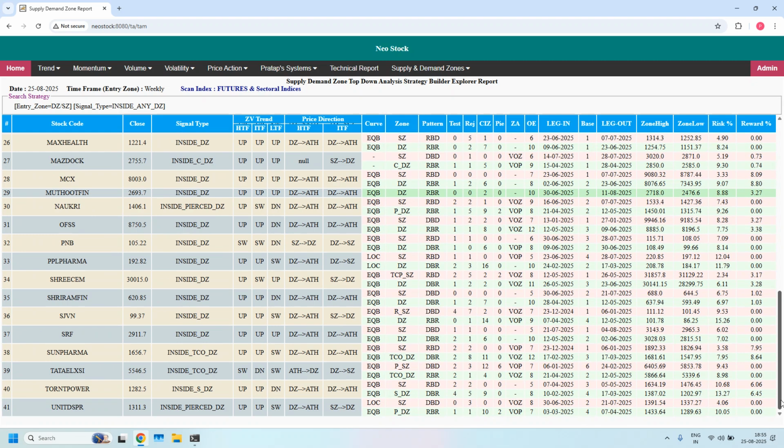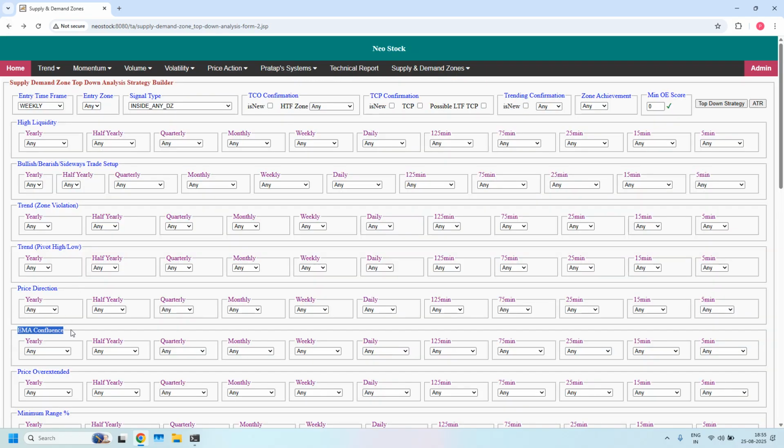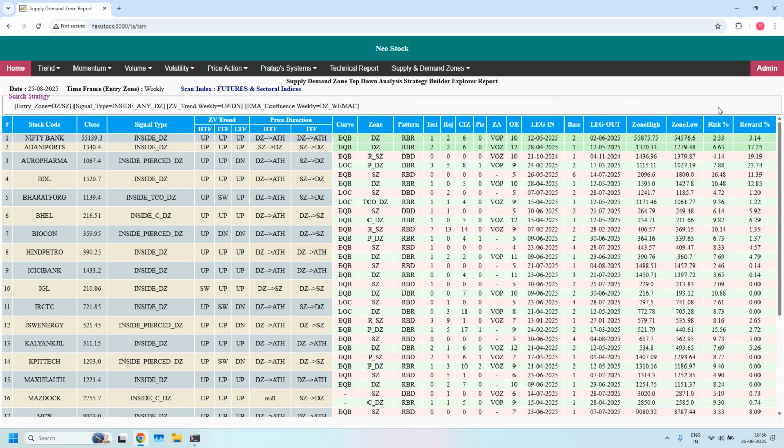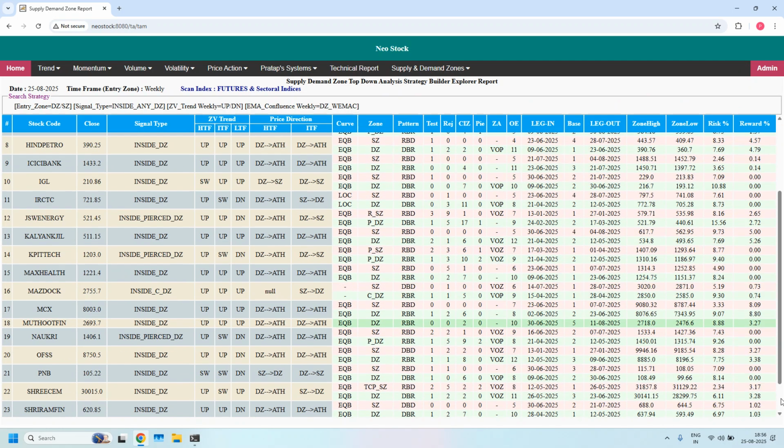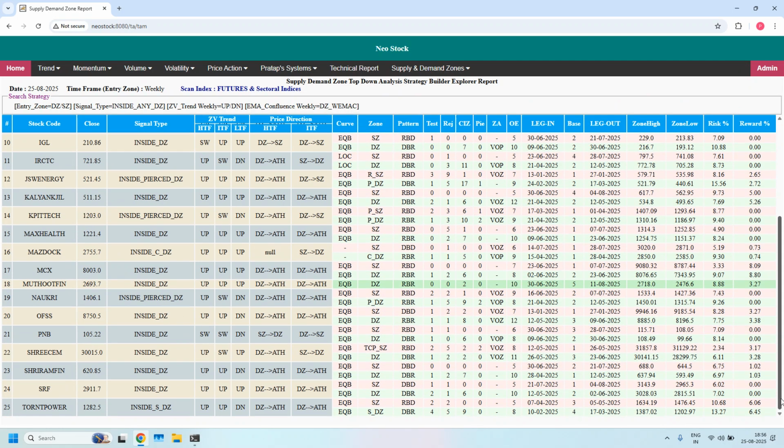We can further filter this list based on weekly demand zone having weekly EMA confluence. And also trend on the weekly should not be sideways. Now the list is reduced. First 16 stocks in the list. Scrolling the list down. Total 25 stocks are filtered.